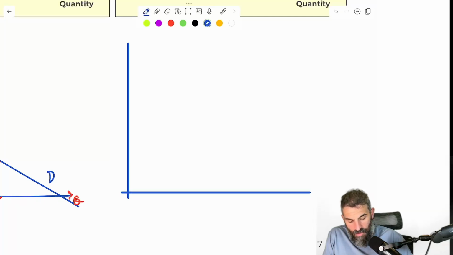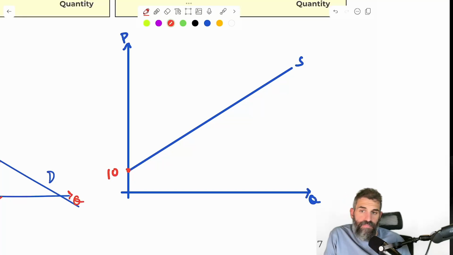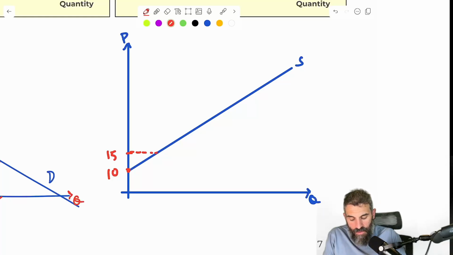Okay, so we've got our quantity and our price. And let's draw the supply curve like this and say that here, this is at $10. So at $10, nobody's willing to supply. Nobody. That means if the price were $10, not a single person would be willing to sell the product. But let's say you move it up to 15, well, now you might get the first supplier.